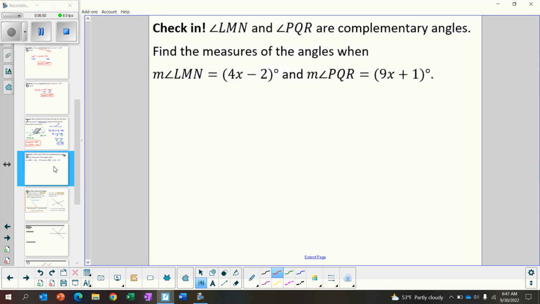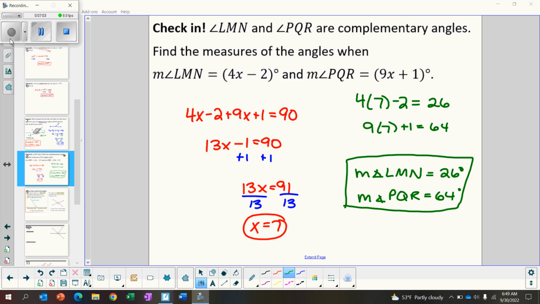All right, you go ahead and try this one with complementary angles. Find the measure of each angle. Pause it, and hit play to see your answers. All right, so we solve equal to 90. We get x is 7, and then I would substitute 7 back into both of the angles. We get the measure of angle LMN is 26 degrees, and the measure of angle PQR is 64 degrees.